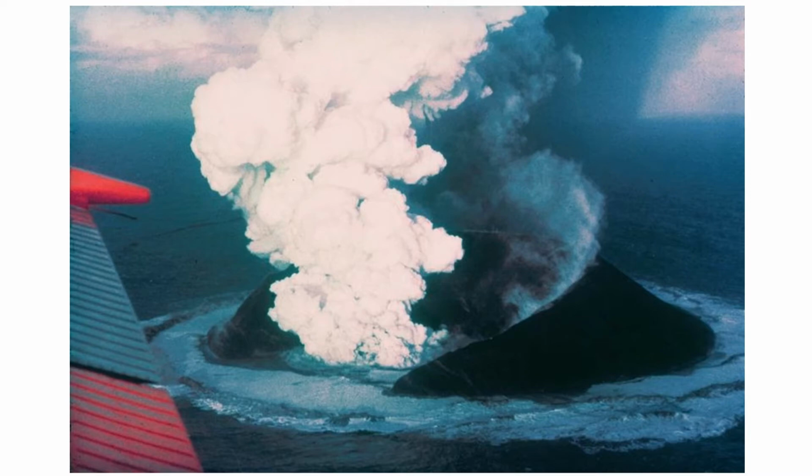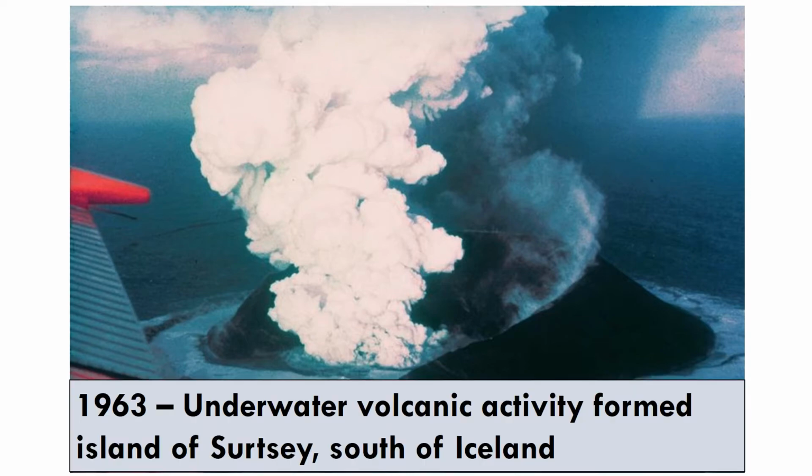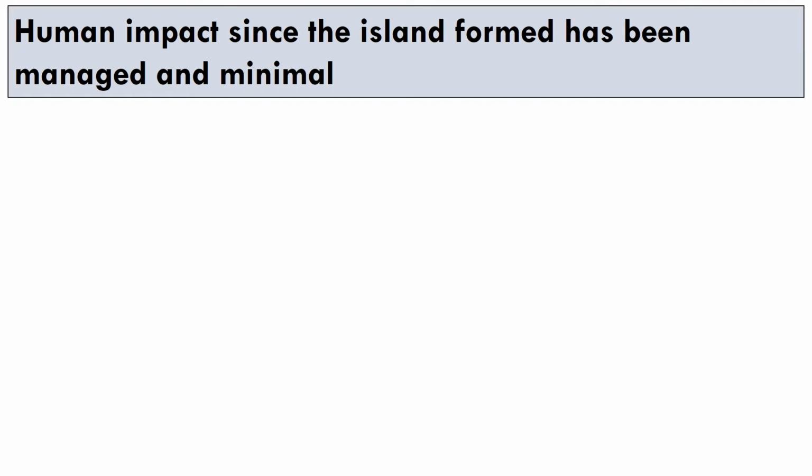This is quite a nice example, and this allowed scientists to study primary succession. So south of Iceland, there's quite a lot of volcanic activity. So the island of Surtsey was actually formed because of underwater volcanic activity, and that was in 1963. So scientists interested in ecology basically had an experiment to watch here to see how life developed. So what they did was they basically managed the human impact. So they made sure that things were left to nature and they could observe what happened.